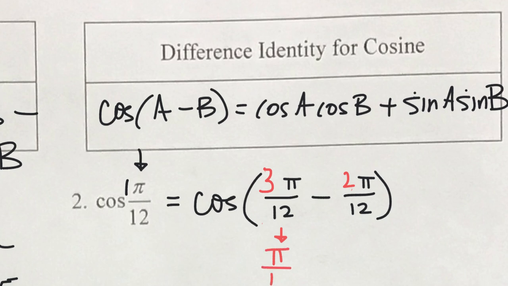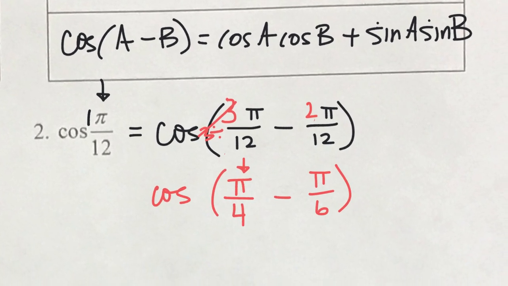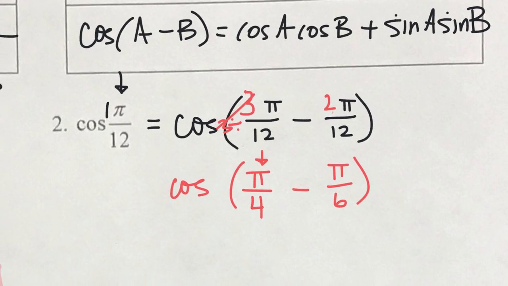1 pi over 4, right? I divide both of these by 3. 3 divided by 3 is 1. 12 divided by 3 is 4. And what about 2 over 12? That reduces to 1 pi over 6. Both of these are unit circle angles. So now I can actually employ this formula. Okay, so you have to make sure that the angles you are using to subtract are actually on the unit circle. Okay, so then our next job is to plug into our formula.